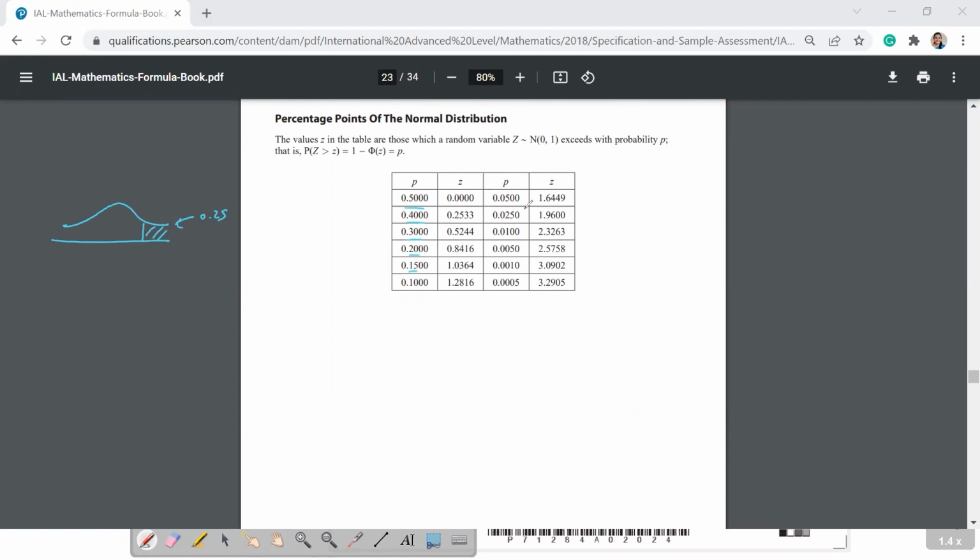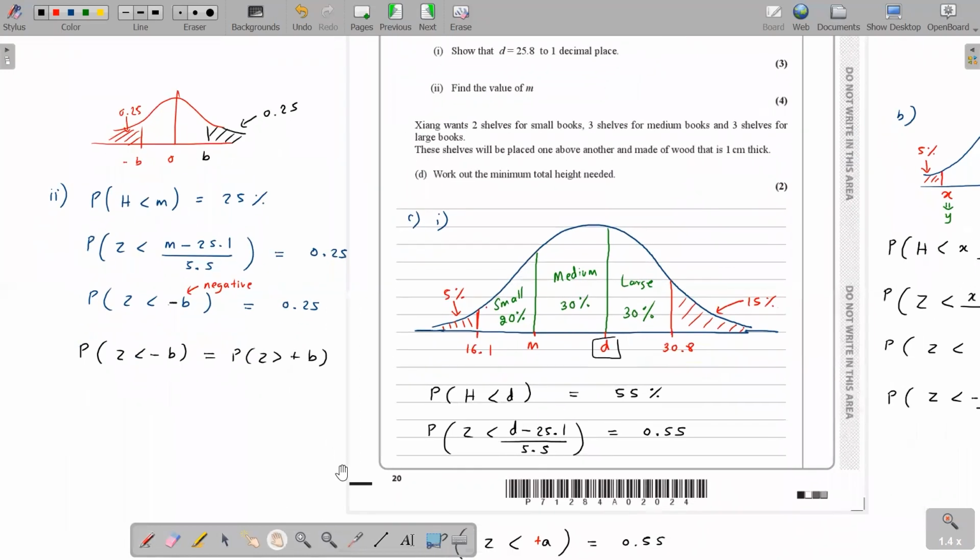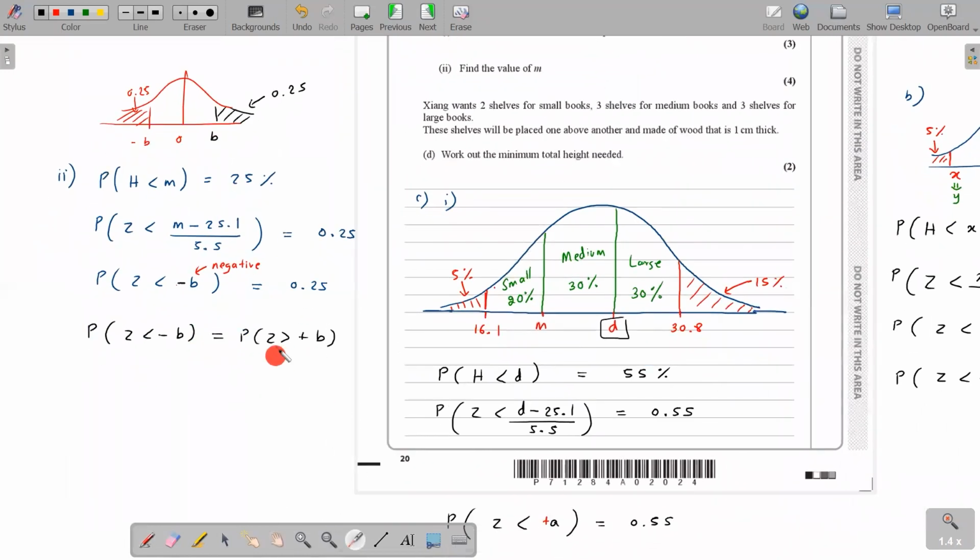We have 0.025, which means what? We need to go to the first table. Shall we go to the first table? In the first table, I'm not going to get the greater than area. I'm going to get the less than area. So z greater than b, in other words, is 1 minus probability z is less than b. Okay, so let's get this value.